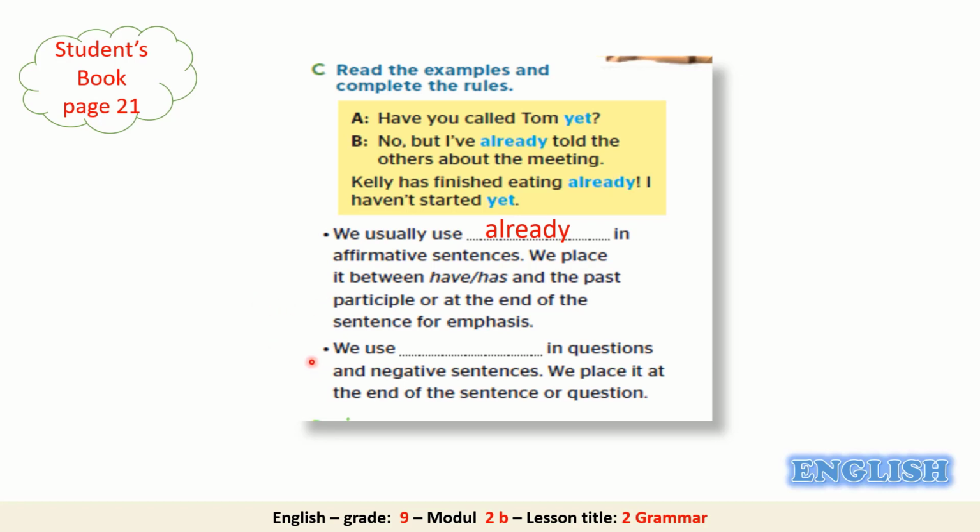Now let's go to the second rule. We use what in questions and negative sentences? Excellent. We use yet in questions and negative sentences. Have you called Tom yet? This is a question, so we use yet. Now look at this one. I haven't started it. I haven't. This sentence is negative. We add not. So we use yet in negative sentences. We place it at the end of a sentence or the question. Here we place it at the end of the question, and here we place it at the end of the sentence. This is the use of yet and already.